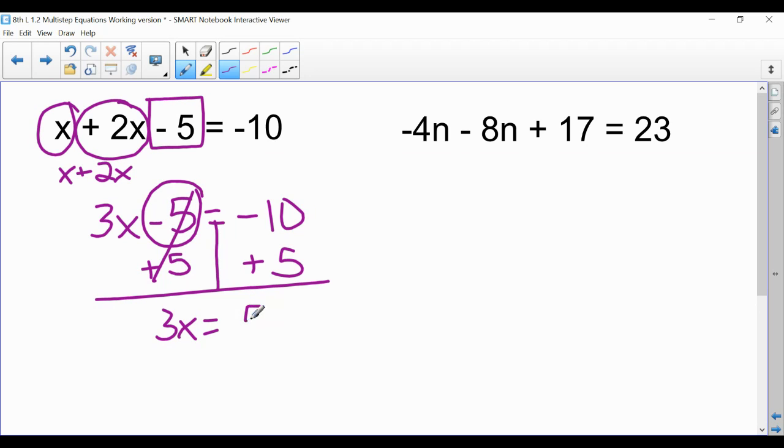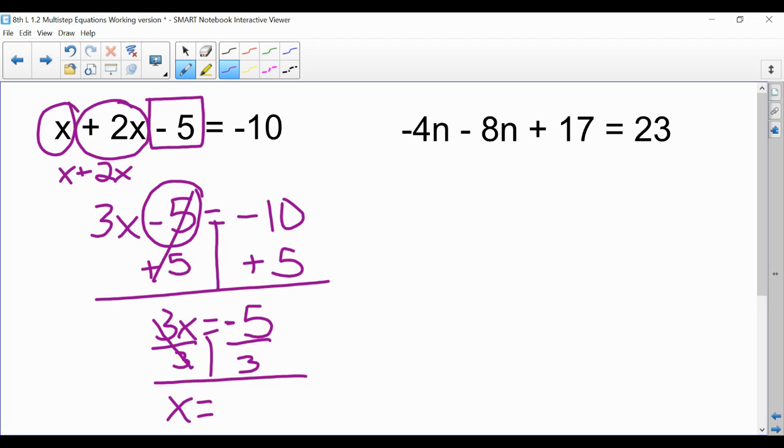Different signs, find the difference. The answer gets the sign of the larger value. So I have 3x equals negative 5. Going to divide both sides by 3. And I'm left with x equals, so that's negative 5 over 3.